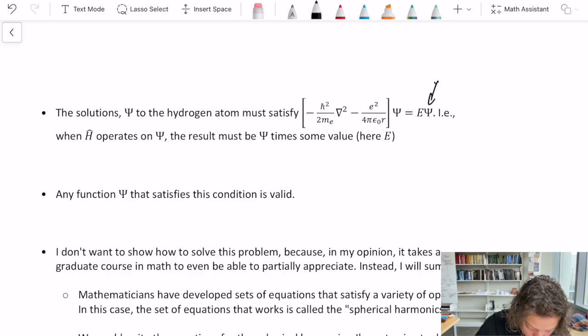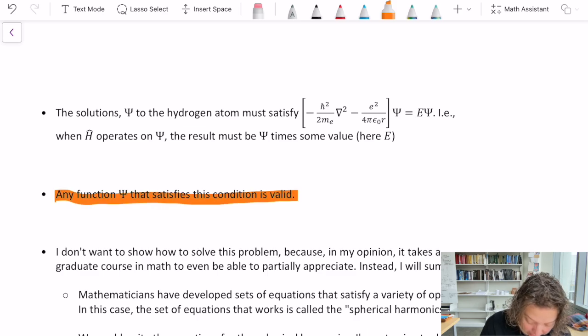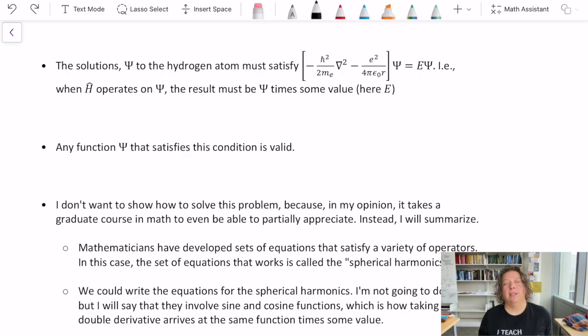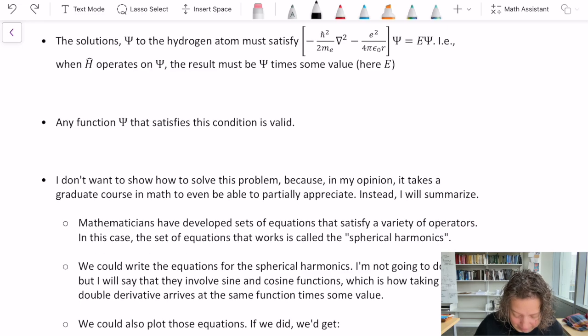The main issue here, though, is this piece, the derivative. This basically tells me that when I take these derivatives, I need to recover the same function. So any function that satisfies this condition is valid. As long as I satisfy that, that's valid, which may be confusing to us because we know the solutions to the hydrogen atom. But really any function that satisfies that is valid.